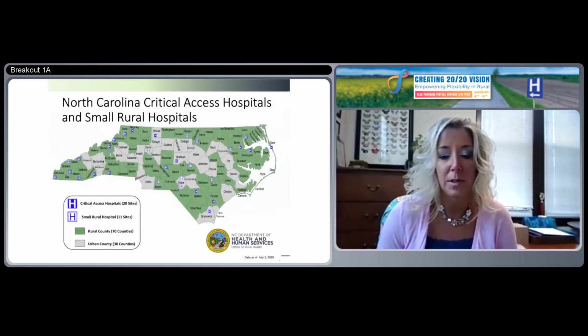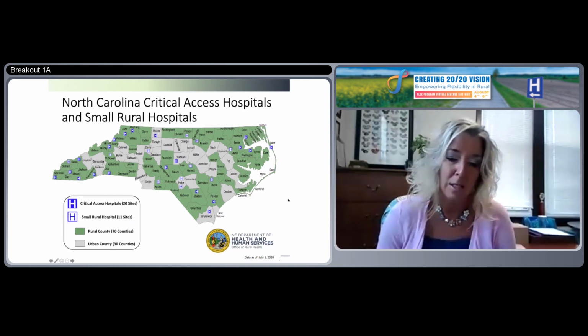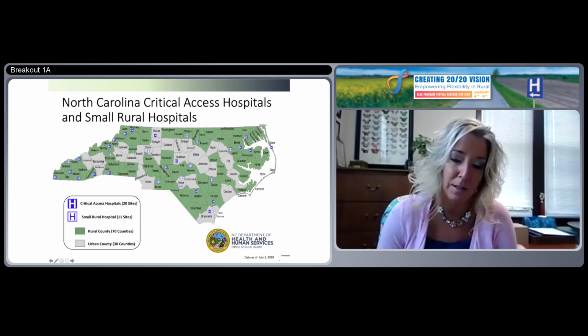Most closely related to our presentation today is where our rural hospitals are. We have 31 small rural hospitals, of which 20 are critical access hospitals. You can see they're sprinkled mainly in the west and a lot in the east, but they're sprinkled all across. All right, next slide.